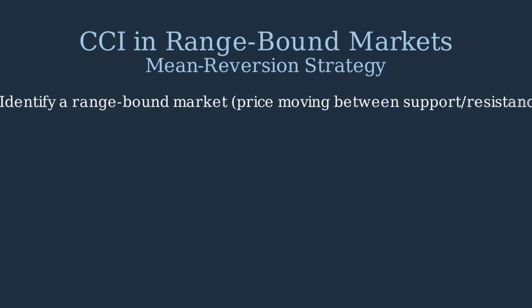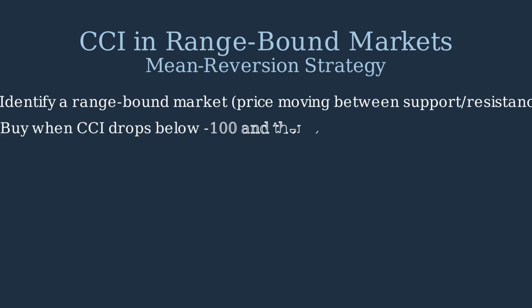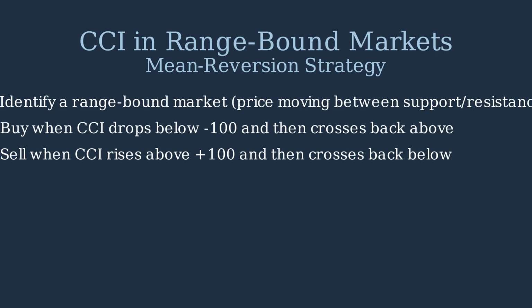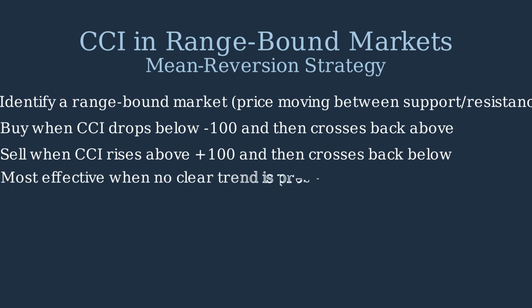First, identify a range-bound market where price is moving sideways between clear support and resistance levels. Second, look for buy signals when the CCI drops below negative 100 and then crosses back above this threshold. Third, watch for sell signals when the CCI rises above positive 100 and then crosses back below this level. Finally, remember that this strategy works best when there's no clear trend in the market.